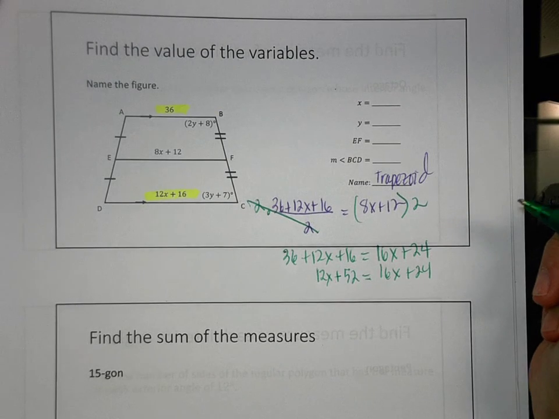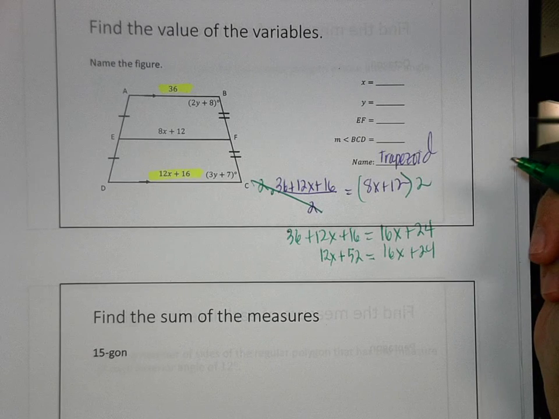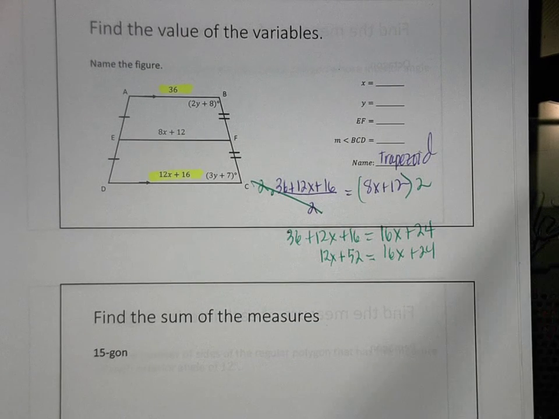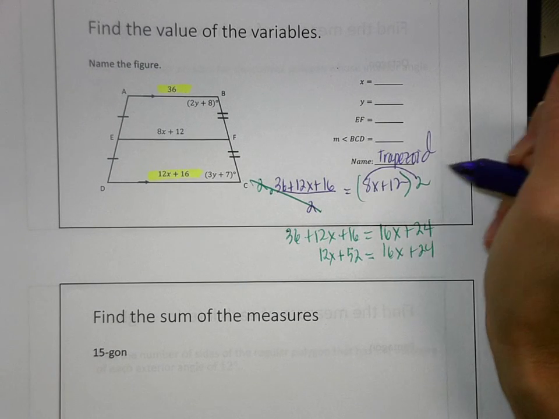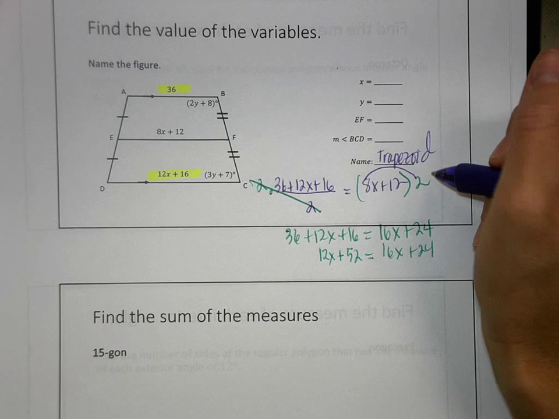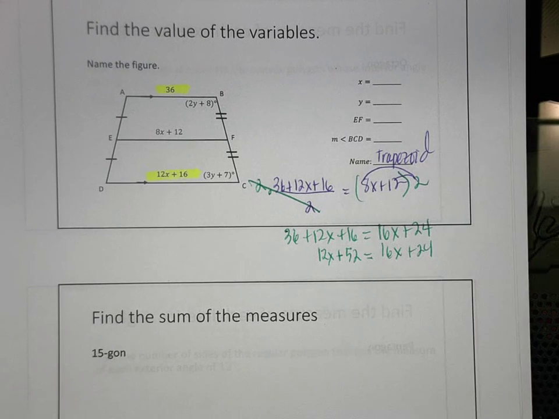We need to get all of our x's together. Wait, it wouldn't be 64? We're not squaring, we're multiplying by 2. Is that what you're talking about? This 8? 8 times 2, is that what you're talking about? Yeah, 8 times 2 is 16, and 12 times 2 is 24.